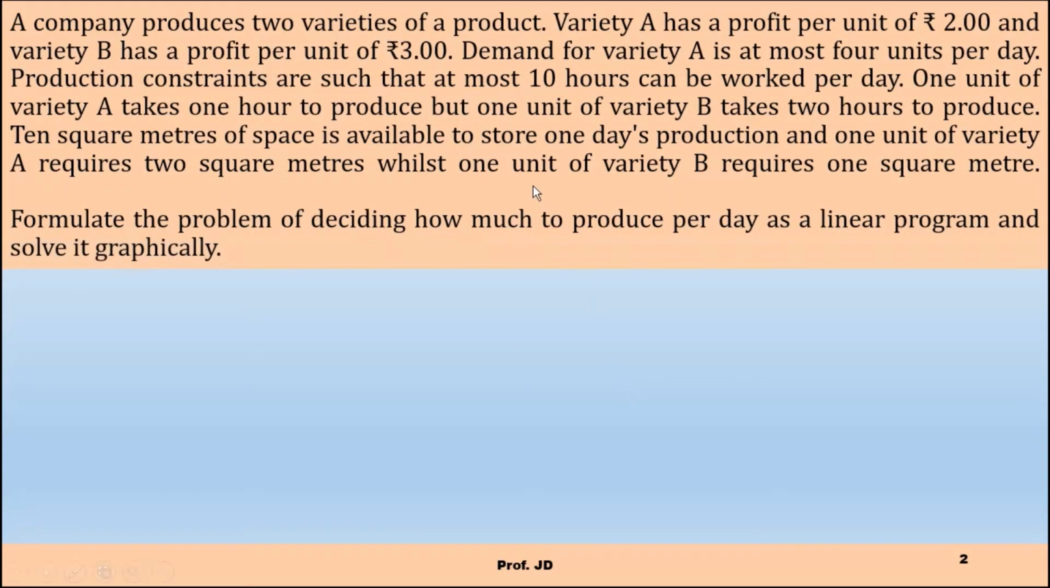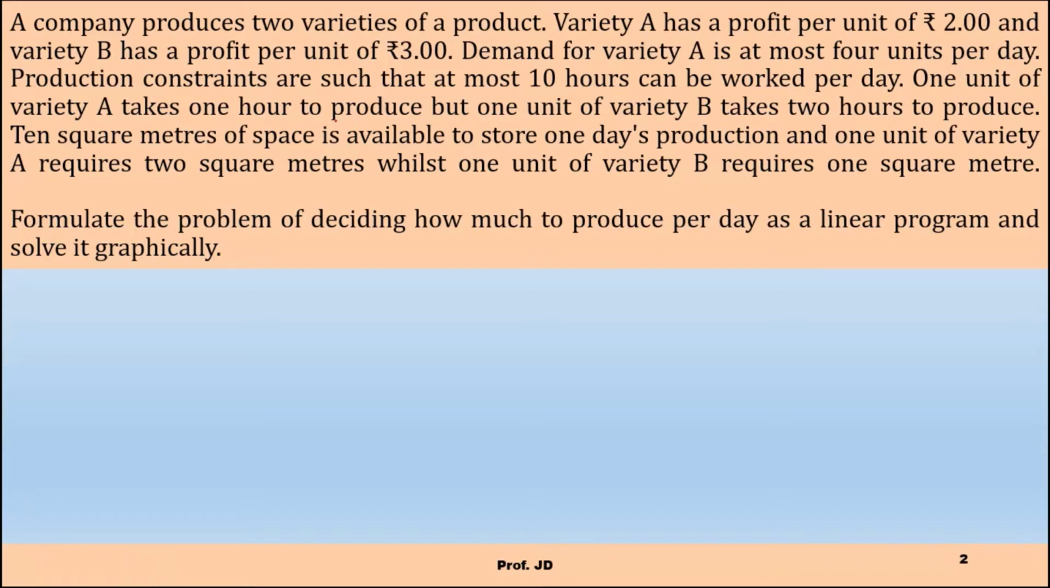So a company produces two varieties of product. Variety A has a profit per unit 2 and variety B has a profit per unit 3 rupees. Demand of variety A is at most 4 units per day. So this is our constraint. At most 4 units, that means we can maximum produce 4 units. You cannot exceed more than 4 units. So that's why this constraint is of less than or equal to type constraint.